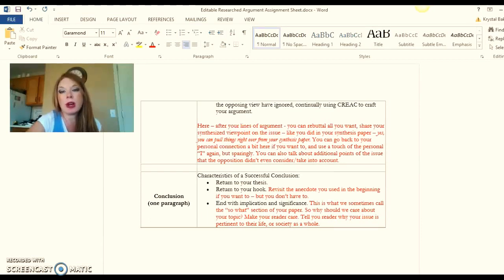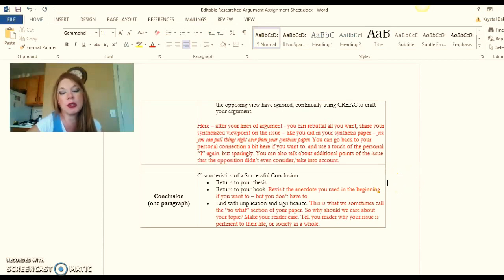But this is where you'll talk to us and tell us about the things that weren't even considered by the opposition. Really interesting, solid, pertinent data, anecdotes, evidence, things that prove your point. This is really where you could pull over the end of your synthesis paper, where you have talked about the new insight that you developed based on your research. Again, you can use the personal I in here, try to use it sparingly, but this is where you'll really take that synthesized opinion that you have created and make your point. And that transitions very well here into the conclusion.